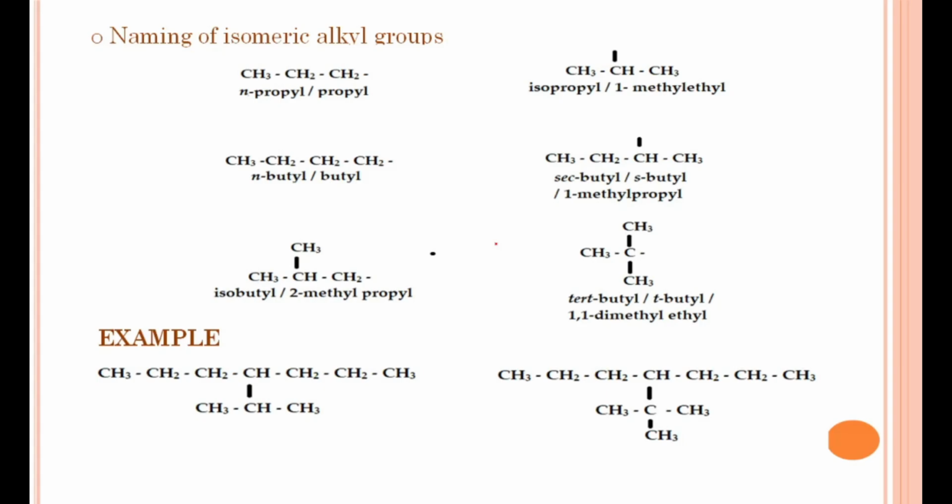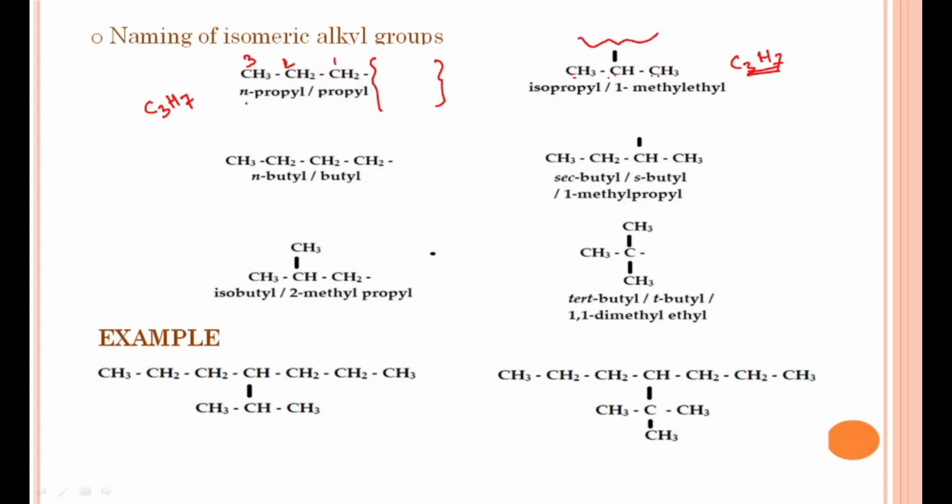Let's name some isomeric alkyl groups. See that this is a propyl group, 1, 2, 3. This is also similarly a propyl group. What is the difference between these two? One similarity is the molecular formula. This is C3H7. This is also C3H7. The molecular formula is the same, but there is a difference. In this group, the terminal carbon atom is attached to the main chain, but here the second carbon atom is attached to the main chain. So structurally these two are different, but the molecular formula is the same. That's why it's called an isomeric alkyl group.